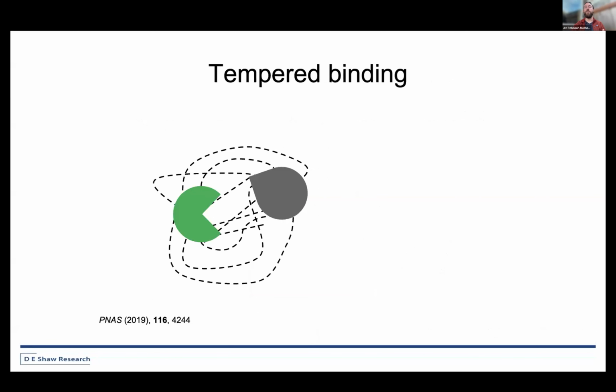Another technique that we offer is something called tempered binding. We published this in PNAS in 2019, and this is mostly for protein-protein interactions. The way it works is you can think of the two proteins as having lots of pairwise interactions between pairs of atoms. Tempered binding says, okay, you have your default set of conditions where you have your van der Waals epsilon and sigma having certain physical parameters.